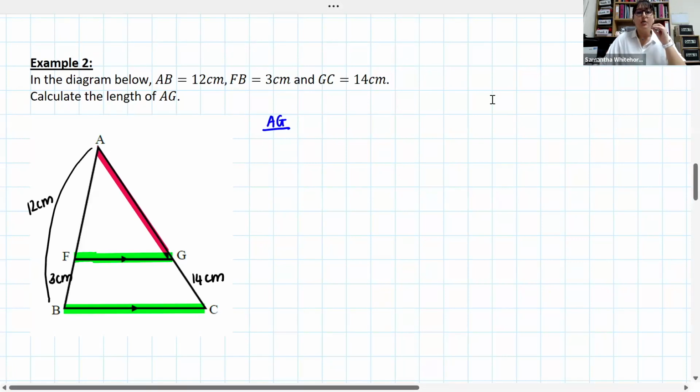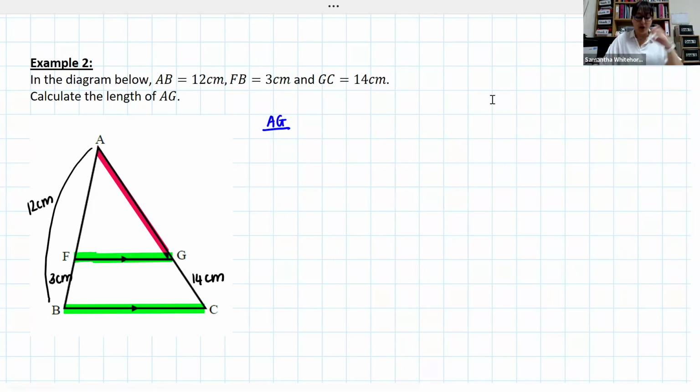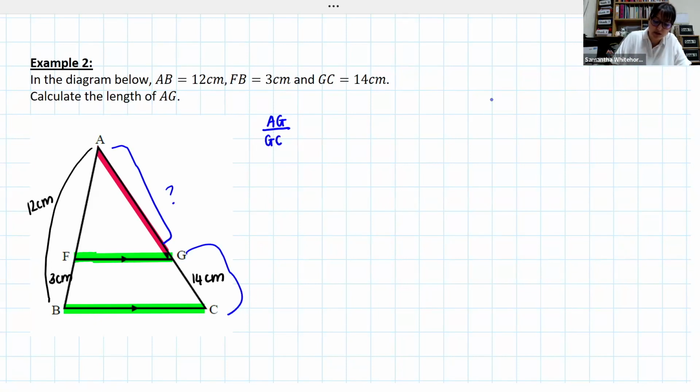The way I decide what other line segment to include here is I look at the information given to me. AG is what I want. I was given, on the same side, GC. So let's use that. I'm going to have AG over GC is equal to, and I set up my proportion. AG corresponds to AF, and GC corresponds to FB. Sorted. Proportion set up, no problem.